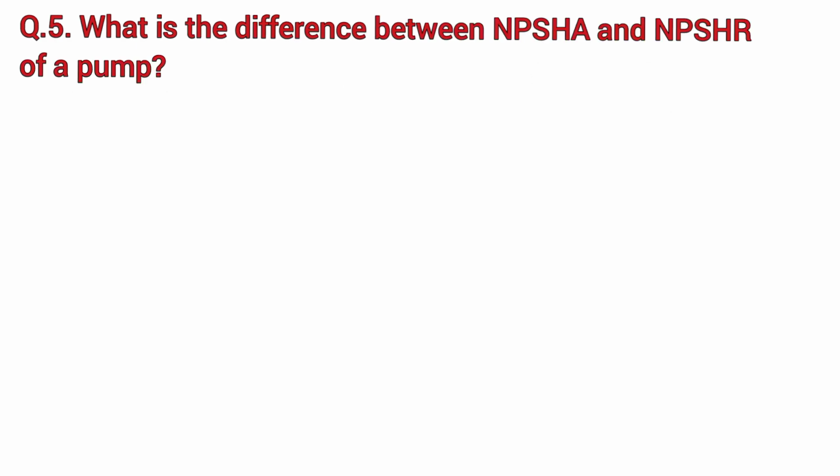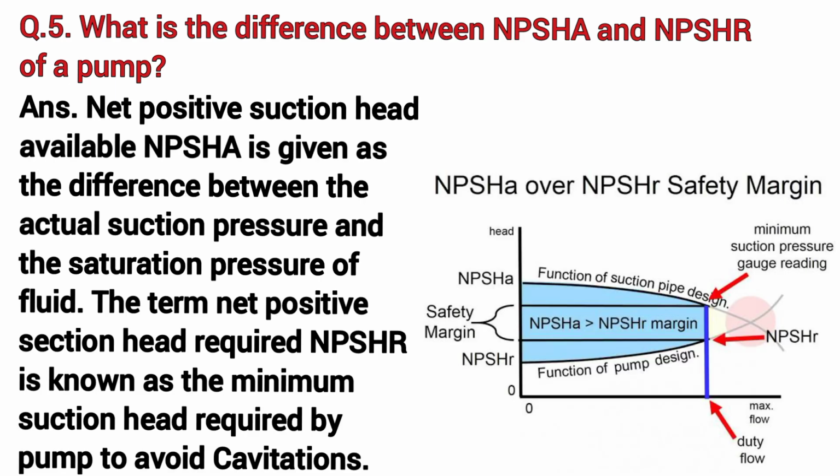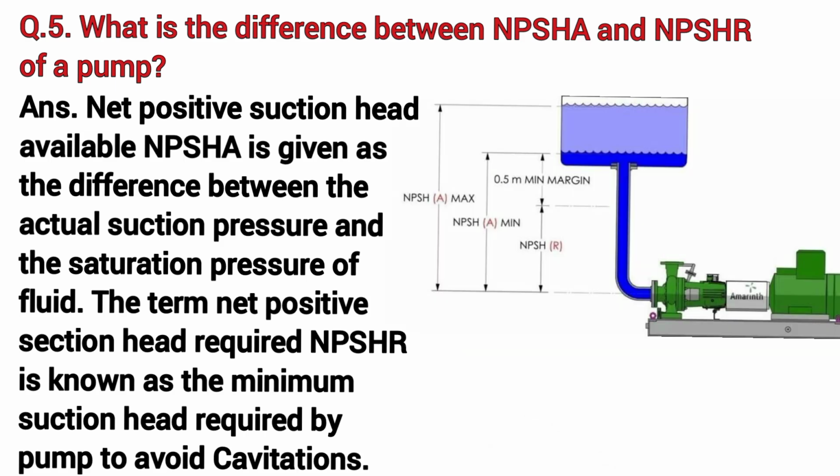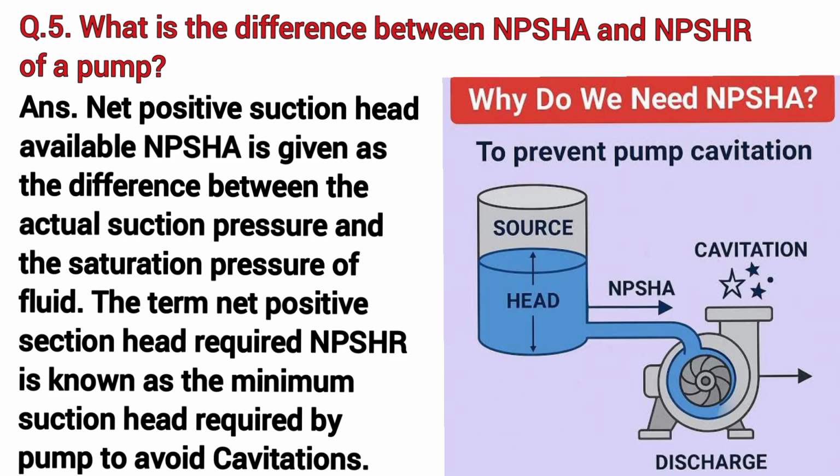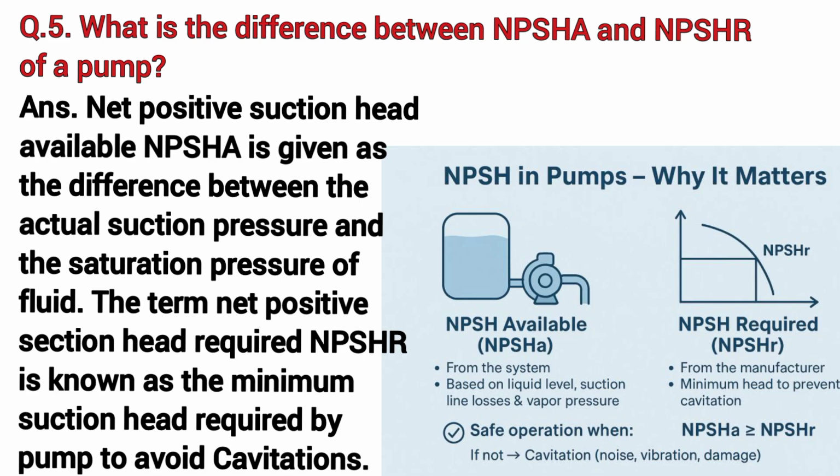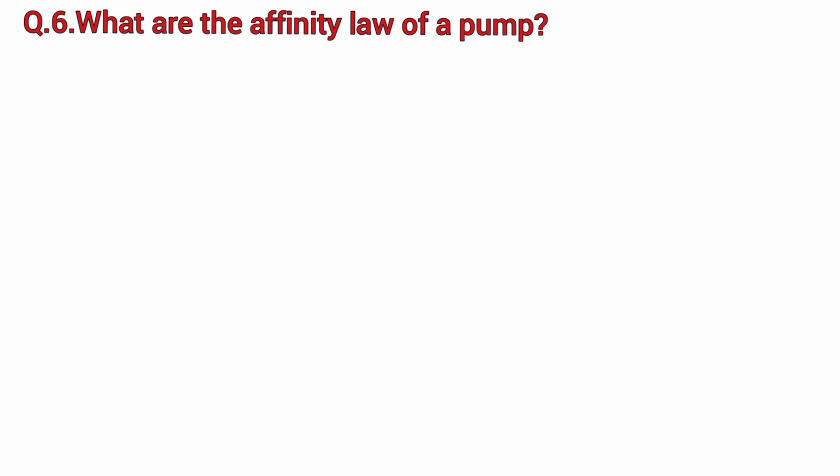What is the difference between NPSHA and NPSHR of a pump? Net positive suction head available, NPSHA, is given as the difference between the actual suction pressure and the saturation pressure of the fluid. Net positive suction head required, NPSHR, is the minimum suction head required by the pump to avoid cavitation.